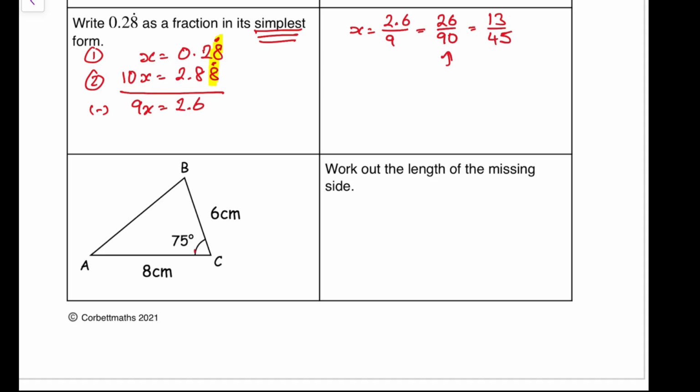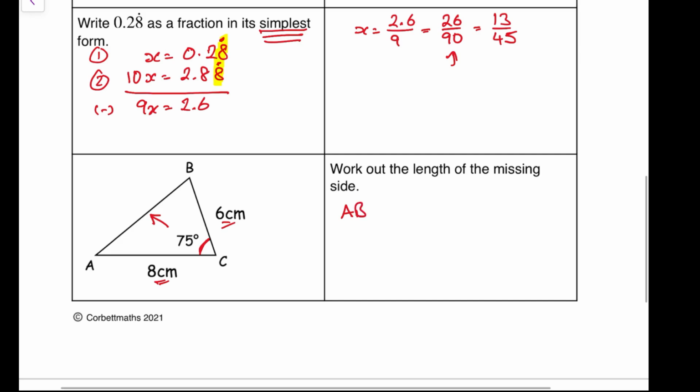Now, because I've got an angle in between two sides, and I'm trying to work out the length of the missing side, which is opposite the angle, this is a cosine rule question. So therefore I can say AB is equal to the square root of 8 squared, and this is me just knowing the cosine rule, so it is one of those things you need to learn, plus 6 squared minus 2 times the product of the sides, 8 times 6, times cos of the angle in between, which is 75.